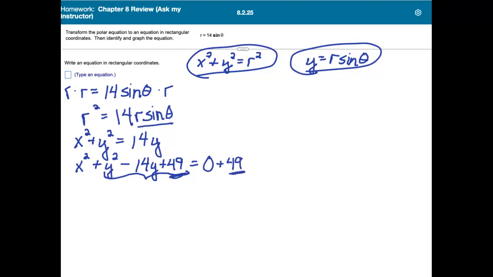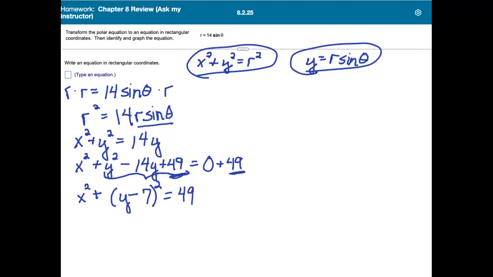And the whole reason we did that, I'll just bring down our x squared, is so that this, being a perfect square trinomial, factors as y minus 1/2 that middle coefficient, y minus 7, quantity squared. So this is the same thing as this perfect square trinomial, and that equals 49.